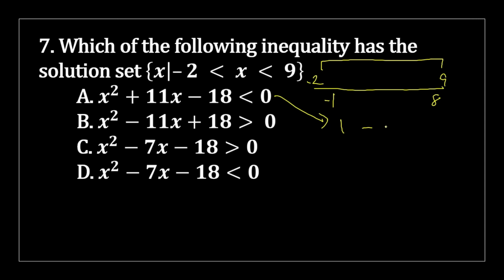minus 11 times negative 1 is negative 11. Then minus 18 is less than 0. So this one, if we compute this, will satisfy our equation. So this is correct for negative 1.